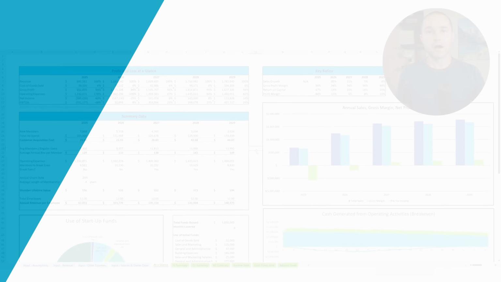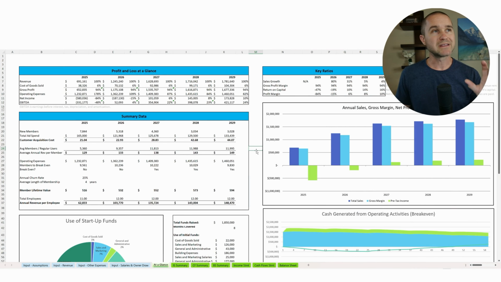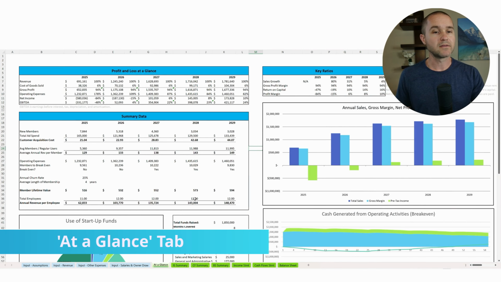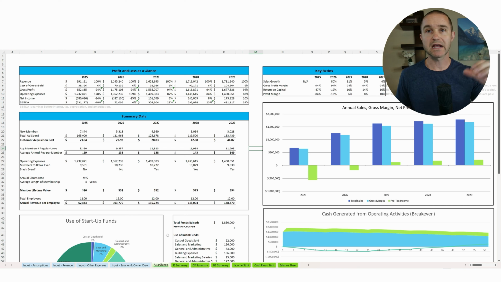So with that, let's go ahead and dive into the details of this particular template. All right, so I am starting here kind of with the end in mind. We are on the At a Glance tab here. This is kind of the end of the process.